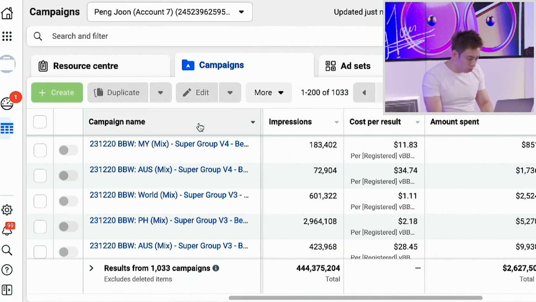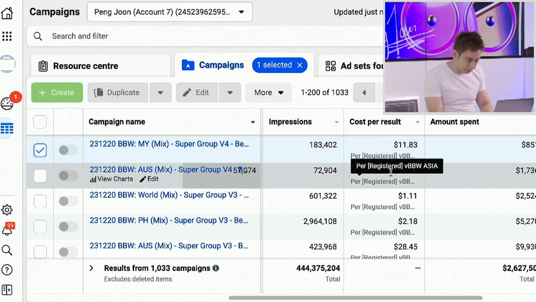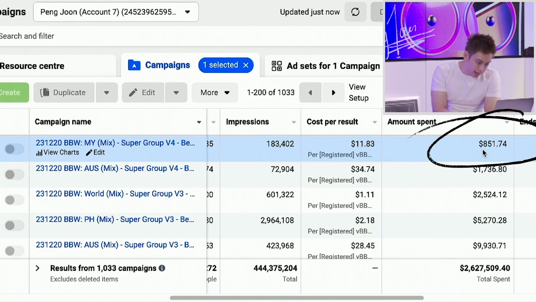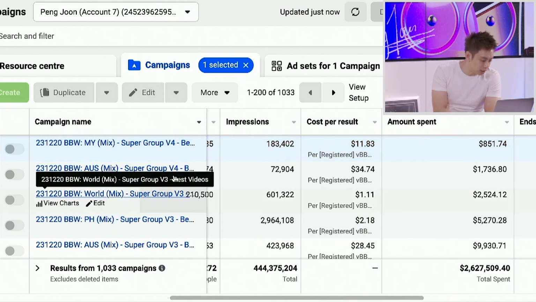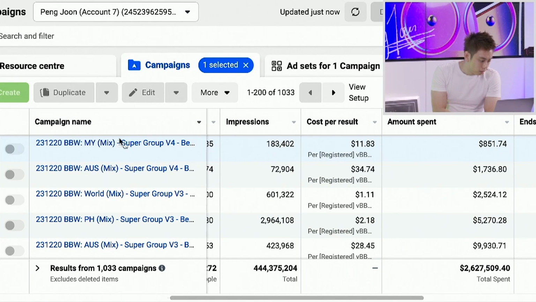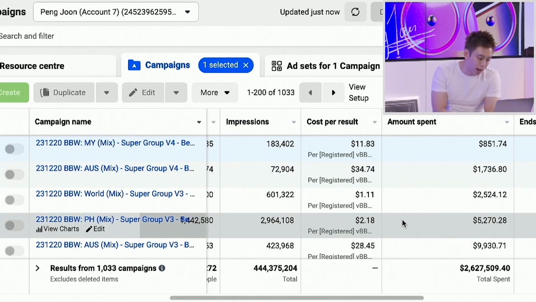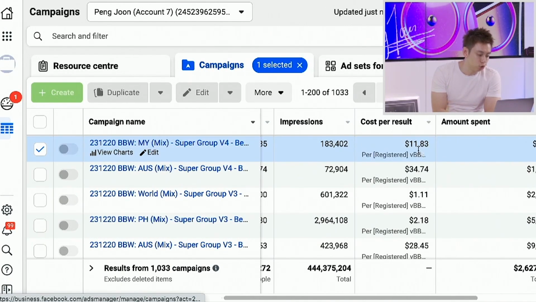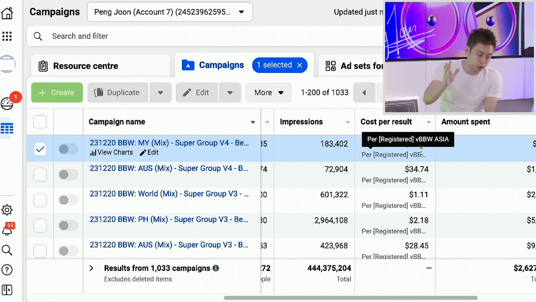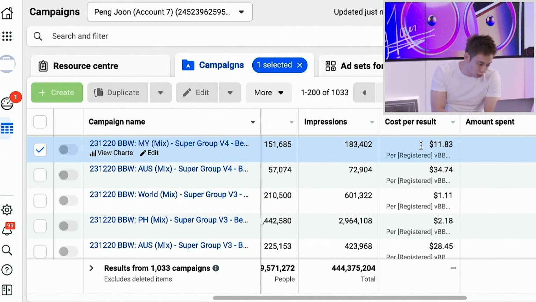So in other words, let's take a look at, I would say this here would be a good example. Okay, so we have spent about $850 on this ad campaign, so that's a pretty decent sample size. Now obviously, again, we're not looking at Australia or worldwide or Philippines or any other country. Why? Because then it's not an apple-to-apple comparison. This campaign here utilized the same ad, same creative. So you can see here the cost per result.